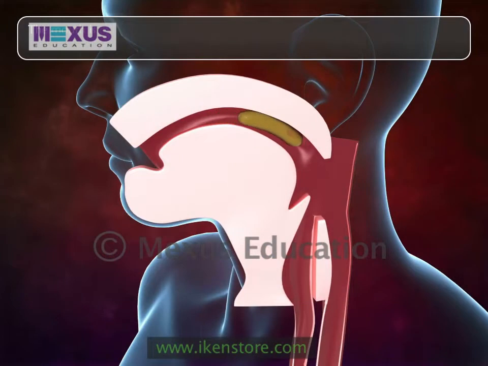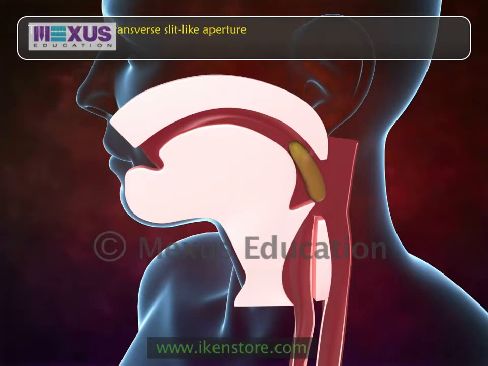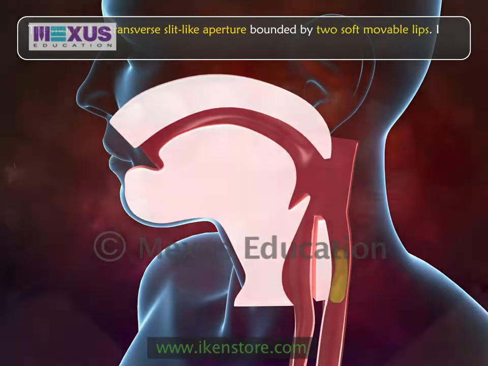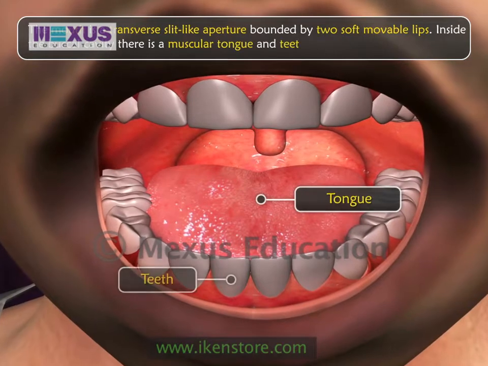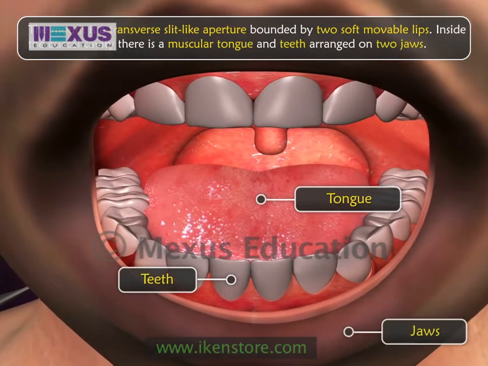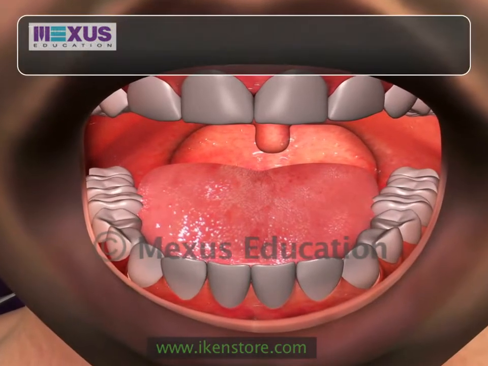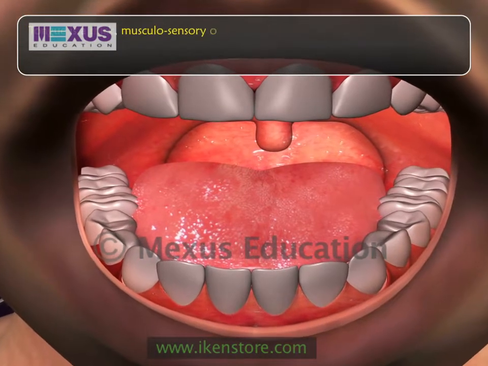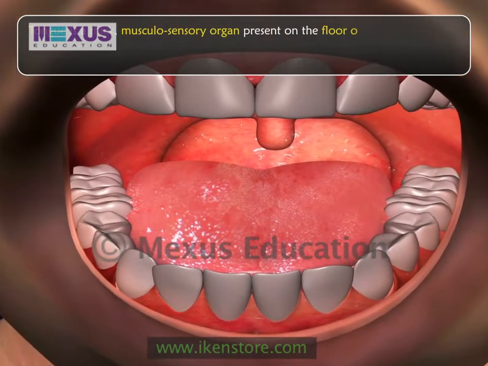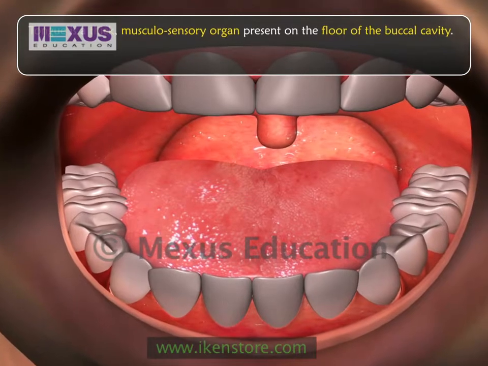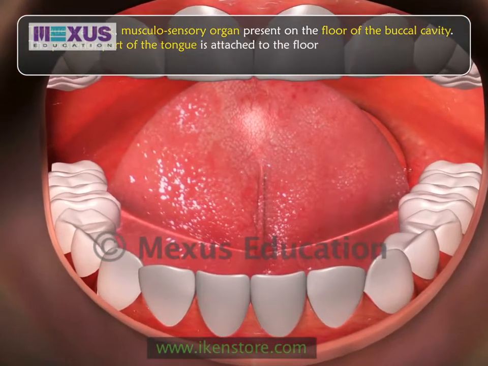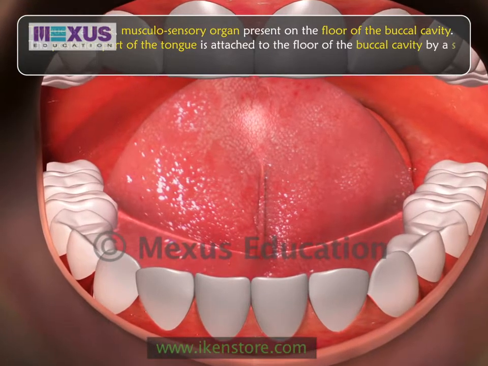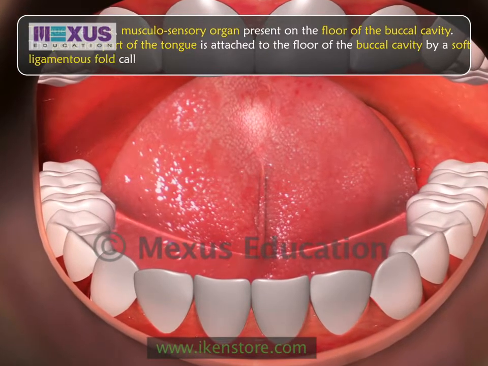The mouth is a transverse slit-like aperture bounded by two soft movable lips. Inside the buccal cavity, there is a muscular tongue and teeth arranged on two jaws. The tongue is a thick musculosensory organ present on the floor of the buccal cavity. The posterior part of the tongue is attached to the floor of the buccal cavity by a soft ligamentous fold called the frenulum.